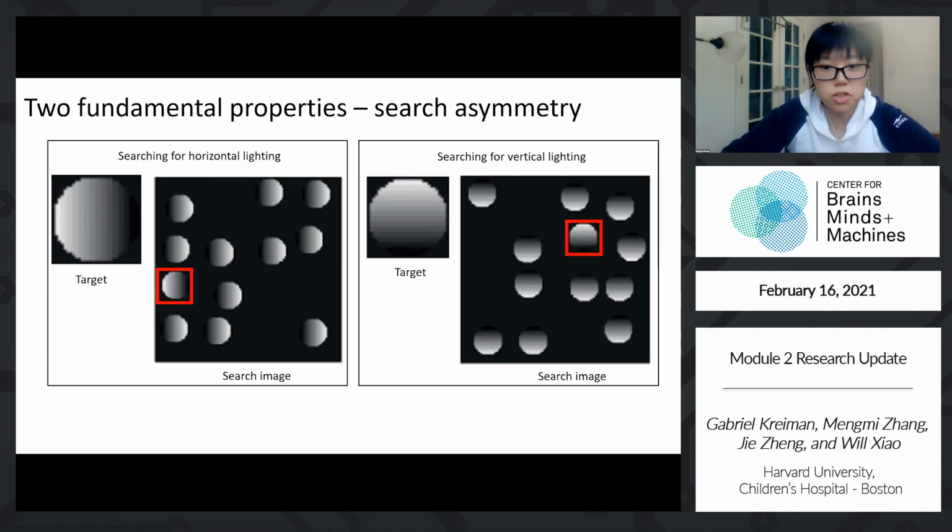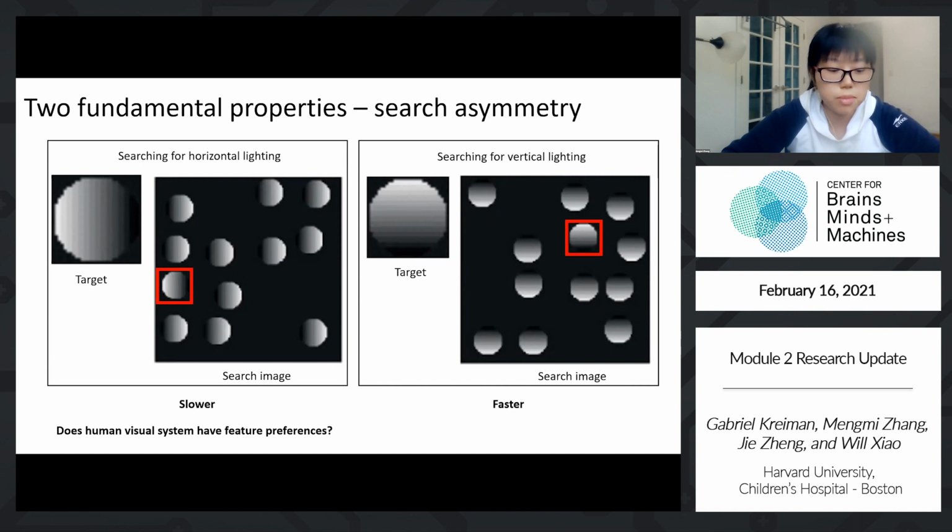So in psychology, scientists have already found that we as humans are better at searching for targets in vertical lighting conditions compared with horizontal lighting conditions. This is intriguing to me because it leads to the question of whether the human visual system has feature preferences. And if yes, where does this feature preference come from? Is this simply because our eyes get used to seeing more target objects with vertical lighting conditions?